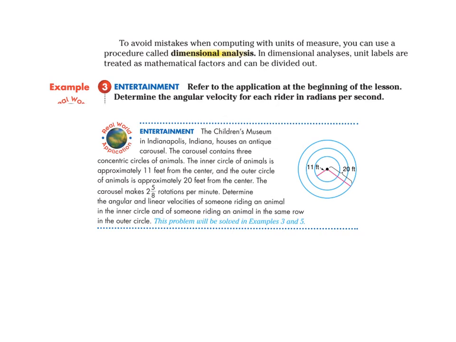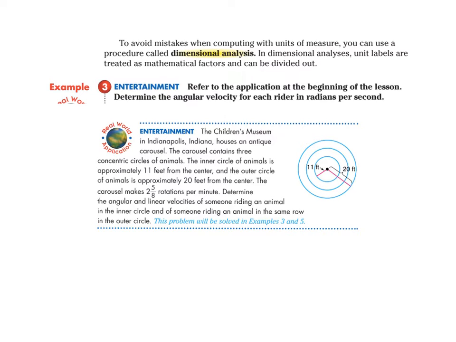To avoid mistakes when computing with units of measure, you can use a procedure called dimensional analysis. In dimensional analysis, unit labels are treated as mathematical factors and can be divided out. Back in chemistry class, I think they used to call this an action line.